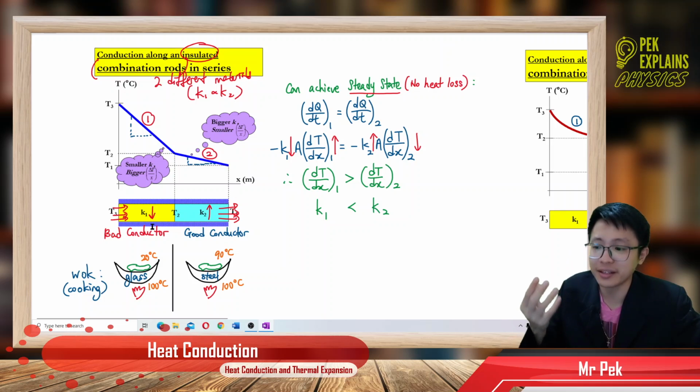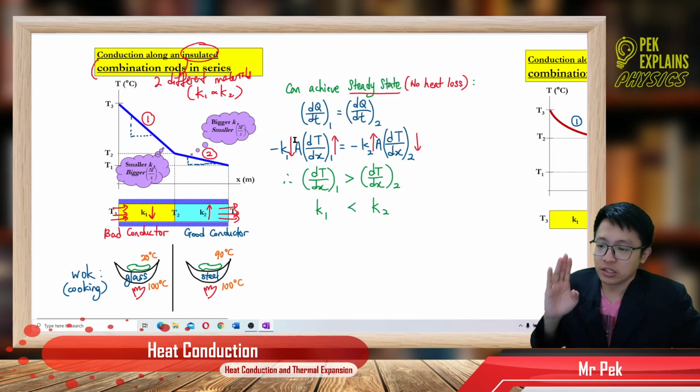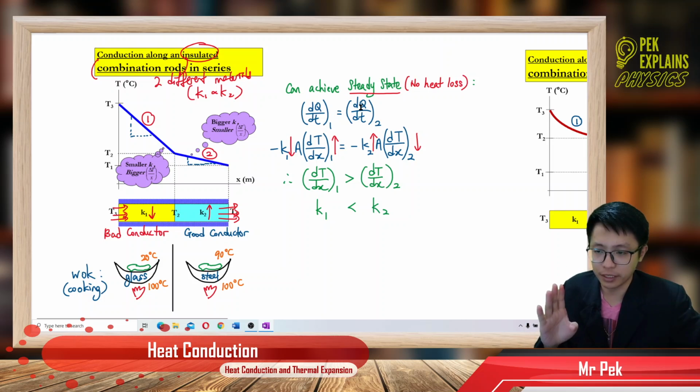Because it is insulated, there is no heat loss. All the heat passing through rod 1 must pass through rod 2, because it is insulated and at steady state. No heat loss. Okay? So you see here, you have low K here, and both sides must be equal.